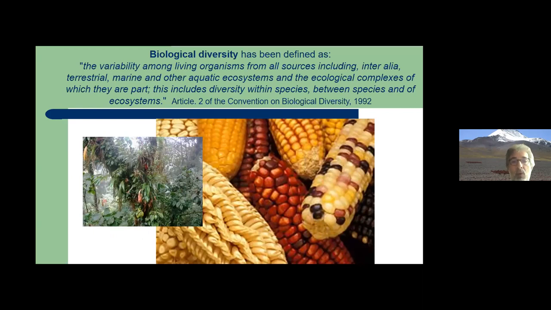So for the Convention on Biological Diversity, biological diversity has been defined as the variability among living organisms from all sources, including inter alia, terrestrial, marine, and other aquatic ecosystems, and the ecological complexes of which they are part. This includes diversity within species, between species, and of ecosystems.